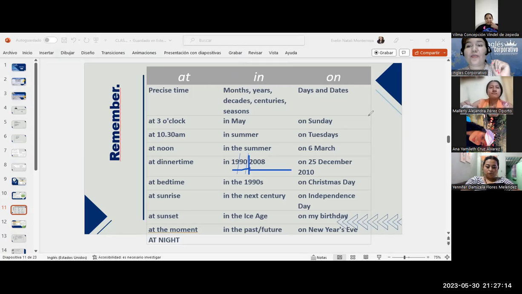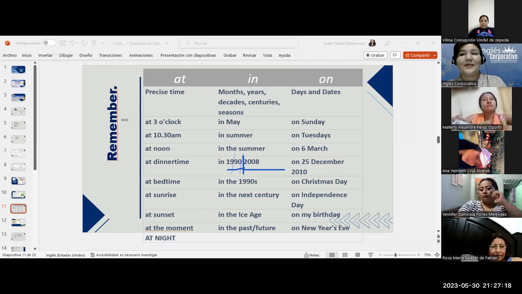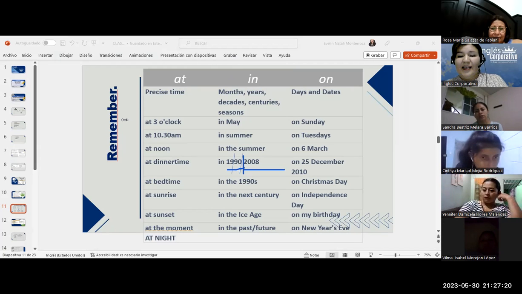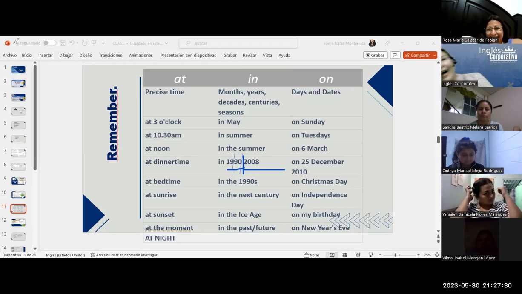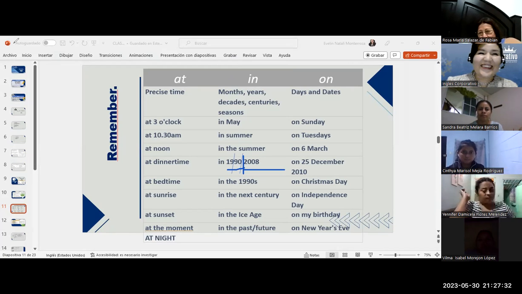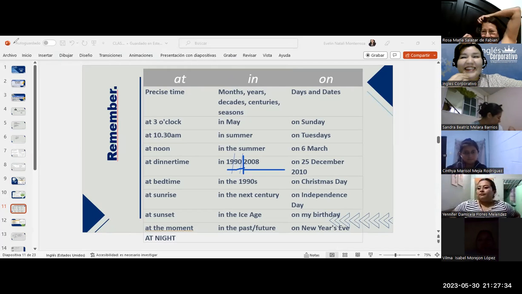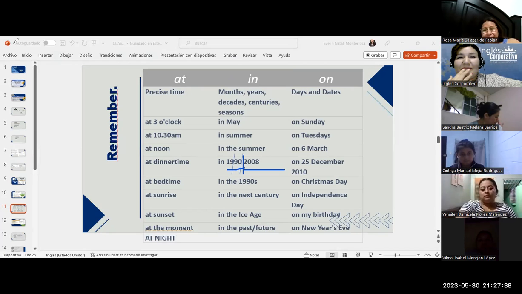In which year were you born? ¿En qué año nacieron, chicos? Chicos y chicas. 2002. Oh my. Yes. Ya me estaba graduando de bachillerato. Oh my God. In which year were you born? ¿En qué año nacieron? Veamos.